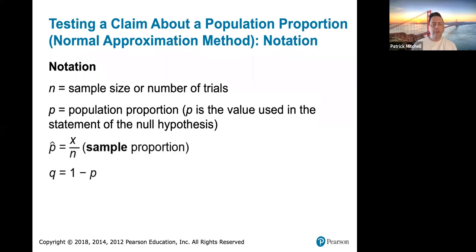To review the notation that we've already been using, n is the size of the sample or the number of trials. p is the population proportion. p-hat is the sample proportion, and that's found by doing x divided by n, where x is the number of people or things in your sample that have the desired attribute or characteristic, divided by the total number in the sample. And q is just 1 minus p.